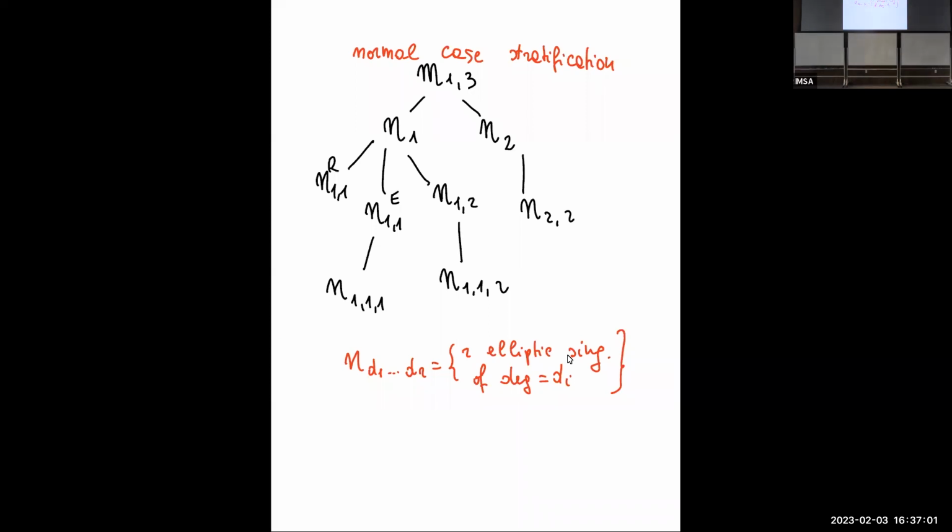And to be more precise, the stratification is given by considering the elliptic singularities. So we start with the main locus, which corresponds to canonical singularities, and then we have N1, which means we have an elliptic singularity of degree 1, and N2 means one elliptic singularity of degree 2, etc. So we have room for 3 elliptic singularities, and not more, because of the geometric constraints.